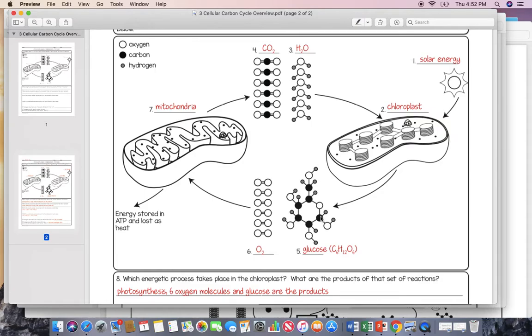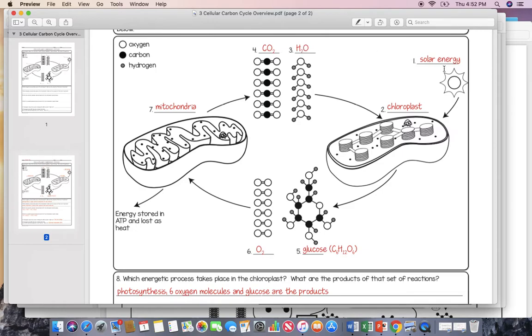Then we have glucose and oxygen that are formed from this process. They go to the mitochondria. The mitochondria, this is the mitochondria, this whole structure. Energy is stored in the ATP and lost as heat. And this, remember, creates the carbon dioxide and water.